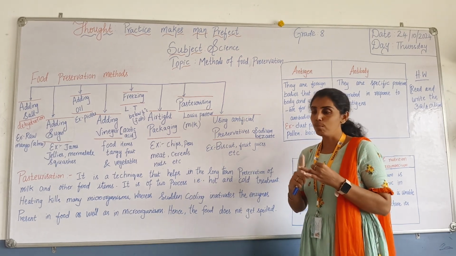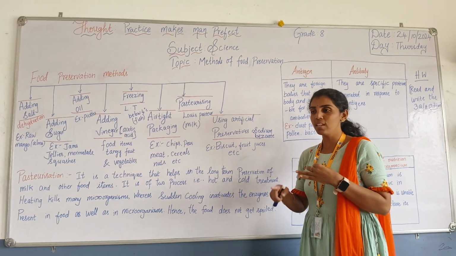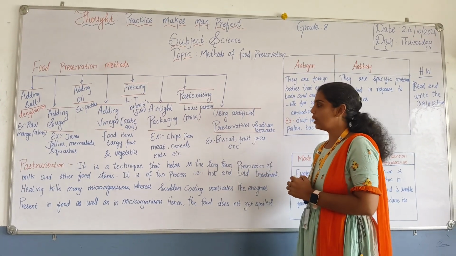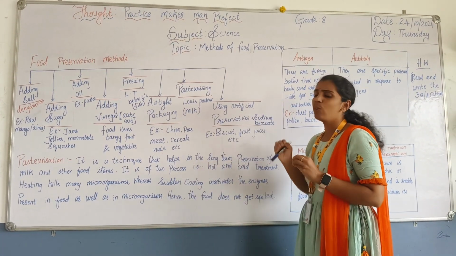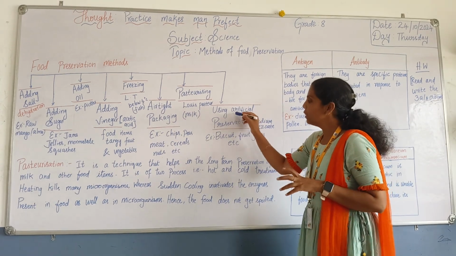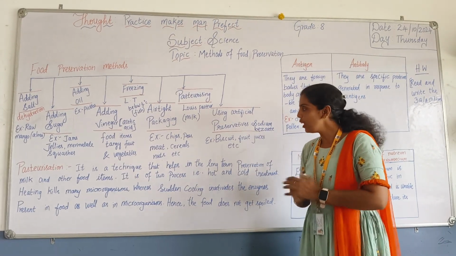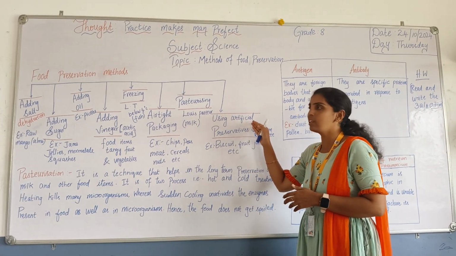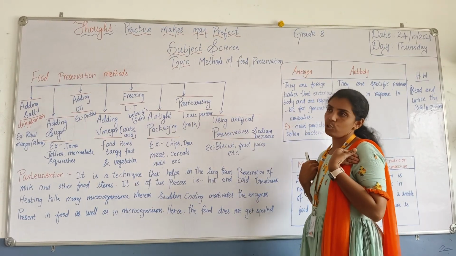You know, without chocolates, without biscuits, without juice, you cannot live. So these preservatives are used, and they are very injurious to our health. The name itself shows that it is not a natural thing, it is artificial. An artificial thing is very injurious to our health.